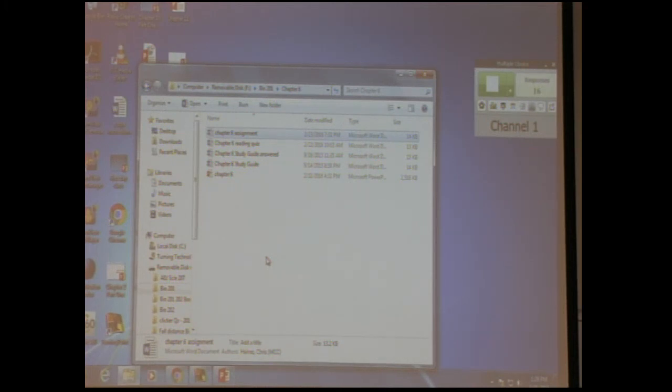Any questions from chapter 6 before we move on? The 5 regions and 4 curves of the vertebral column. All right, so chapter 7, we'll go over this. Any questions on that for the study guide? Then we'll take our quiz.